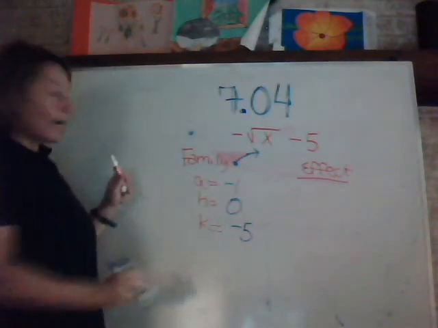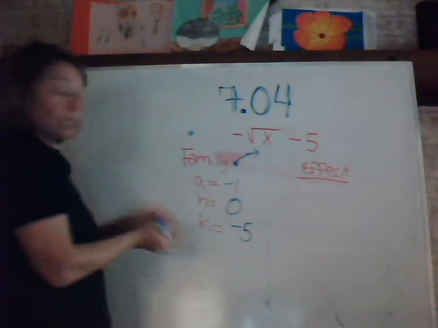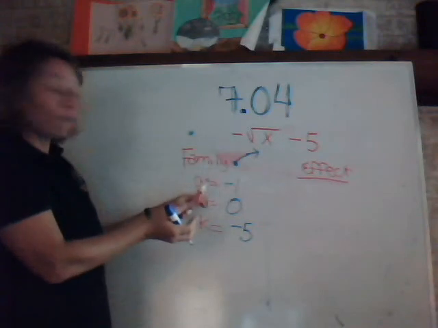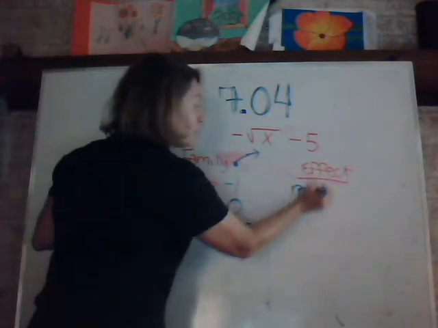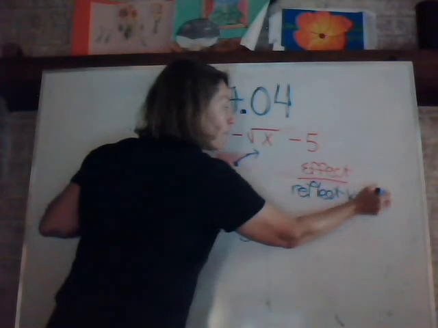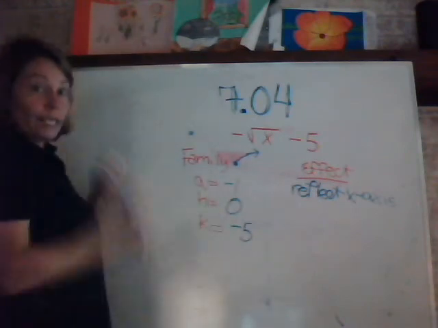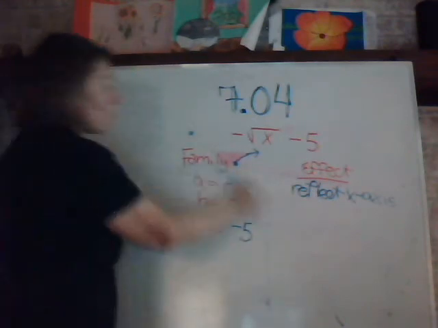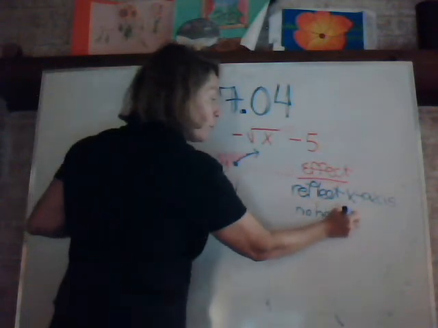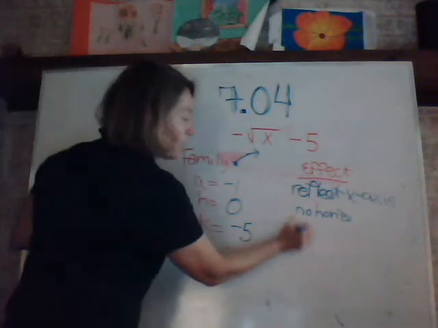Okay, so what effect do the A, H, and K have on this parent function? Well, A is negative 1, so it's not going to stretch it taller or flatten it out, is it? But it is going to reflect it. So this is going to reflect over the x-axis. So that means it's going to fall underneath the x-axis and go under. What does H do? Well, H has no effect, so it has no horizontal movement. Okay, no horizontal change, but the K is the vertical change, or up, down. So this one's going to go down 5.